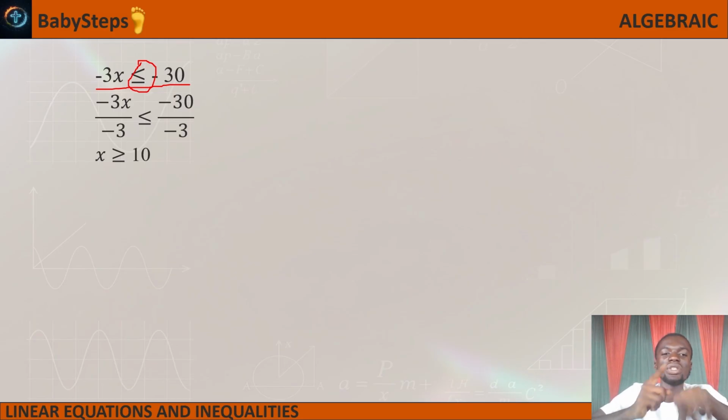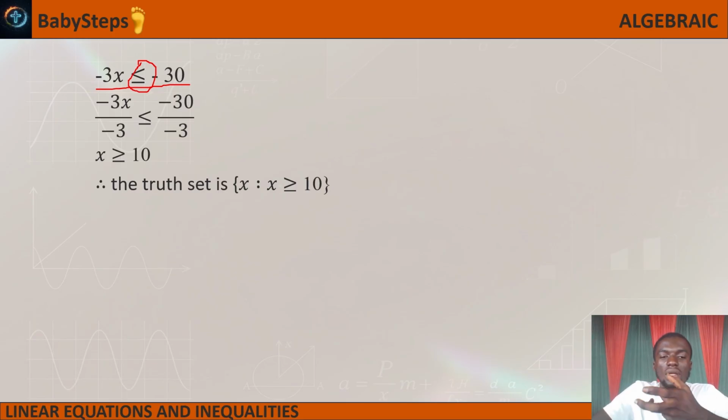The inequality sign changes. So after dividing through by negative 3, you realize in our final answer we have x greater than or equal to 10. Take note, whenever you divide through by a negative number, the sign changes. If it is less than, it will change to greater than. If it is greater than, it will change to less than. It's very, very important. If not, your answer is wrong. So x is now greater than or equal to 10.